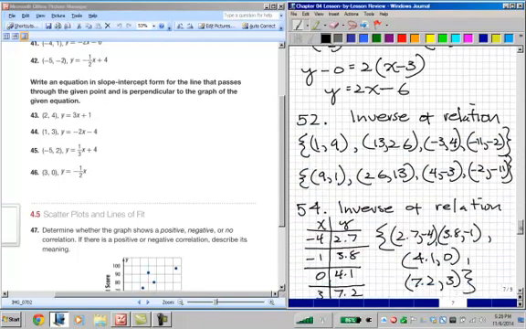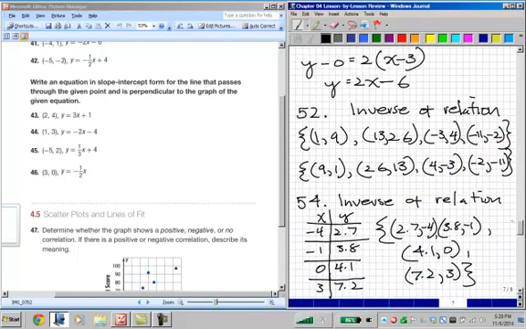Okay, inverses. Inverse of a relation. Here's the original relation: (1, 9), (13, 26), (-3, 4), and (-11, -2). We just reverse every ordered pair to get the inverse: (9, 1), (26, 13), (4, -3), (-2, -11).